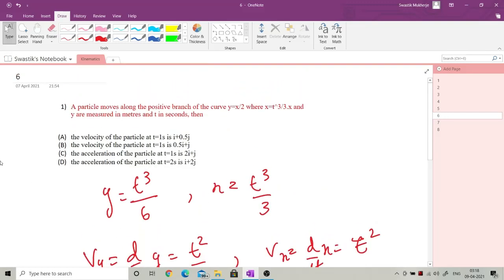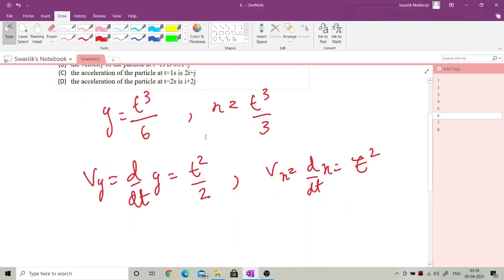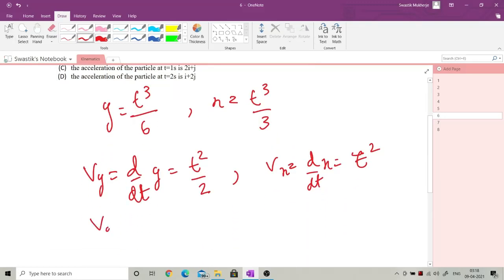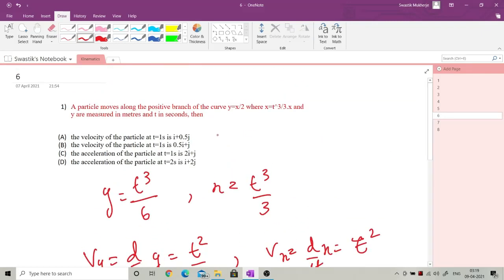Now what have they asked? The velocity of the particle at t equal to 1 second. Now v_y1 equals 1 by 2 and v_x1 equals 1. So option A is correct. Option B is not correct.